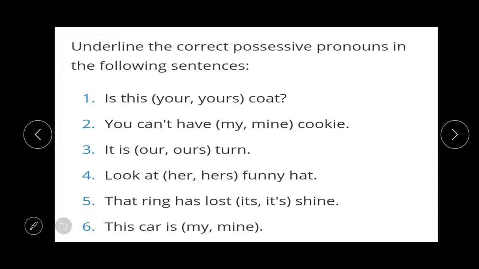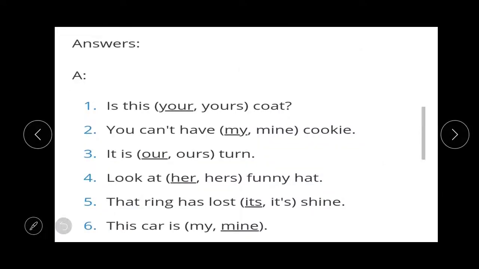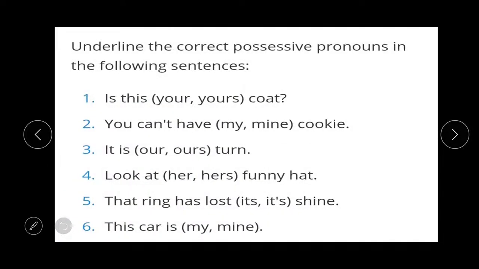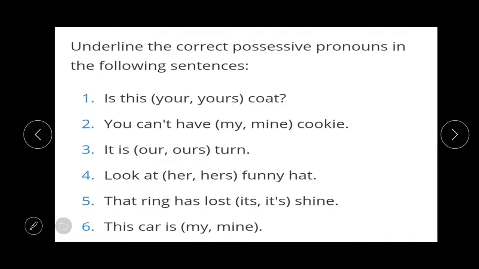Number 1 is, is this yours coat? Number 2 is, you can't have my or mine cookies. Number 3 is, it is our or ours turn. Then number 4 is, look at her or hers funny hat. Then number 5 is, that ring has lost it or its shine. And the last one is, this car is my or mine. So here our work is, you can see that two pronouns are given within the brackets, and we have to underline the correct pronoun out of these two.